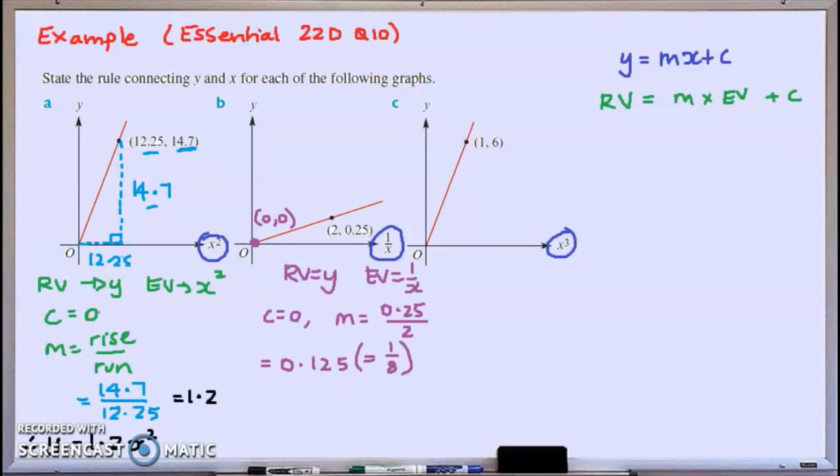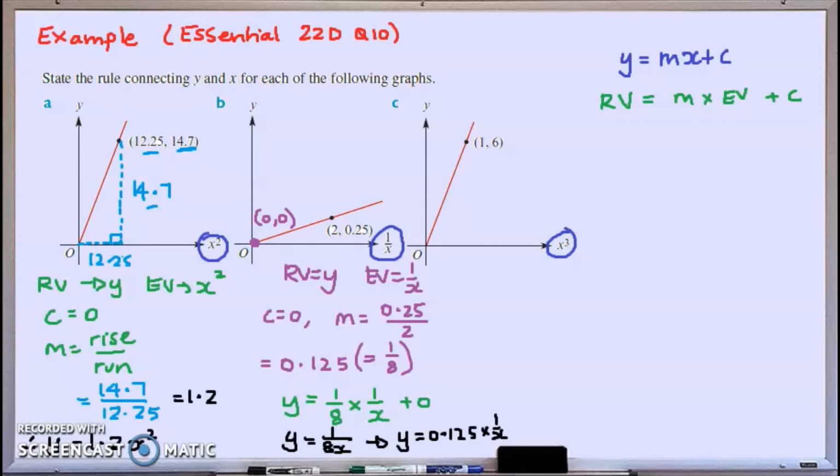So now what I'm going to do is substitute this back into my green equation here. My response variable is y. My gradient is 1/8. My explanatory variable is 1 over x. And my y-intercept is 0. And if I want to tidy that up, I would get y equals 1 over 8x plus 0. Now, generally in further maths, you wouldn't be expected to write this as a fraction, which means you could write y equals 0.125, I'll make that decimal point clear, times 1 over x, and that would be acceptable.